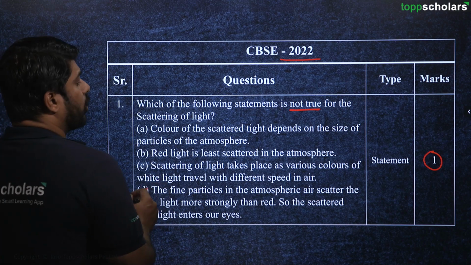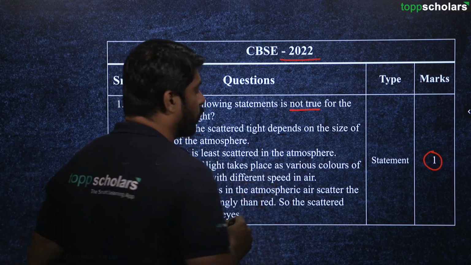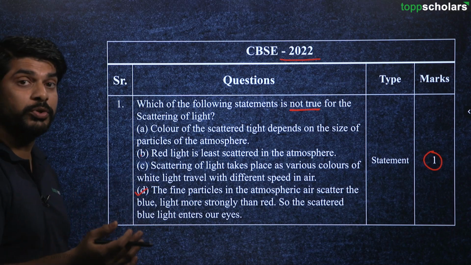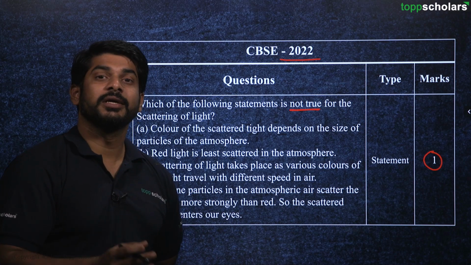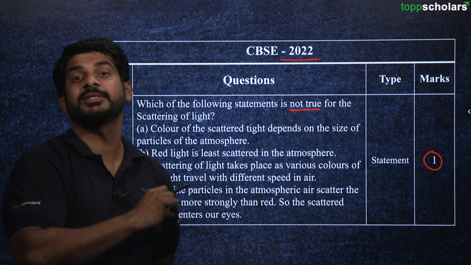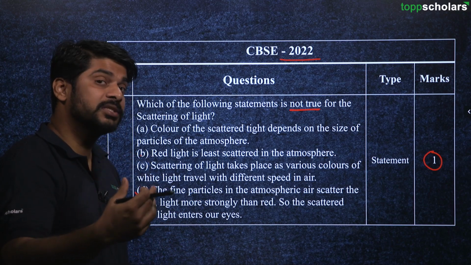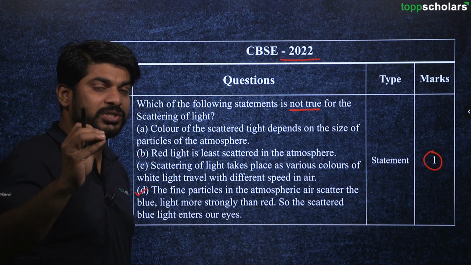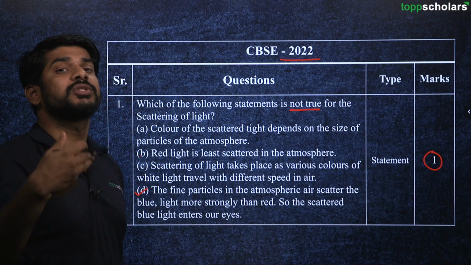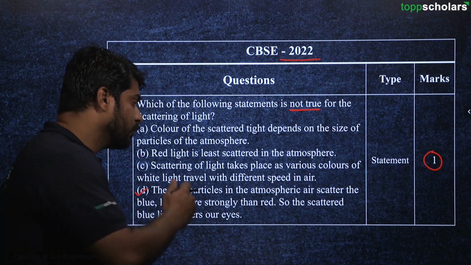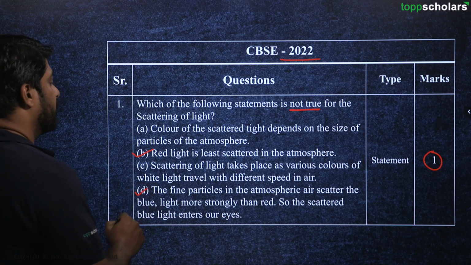Okay. Then if you look at this statement B, red light is least scattered in the atmosphere. And again, this is true because red light generally does not scatter much, and that is why it is used in traffic signals, then danger signals, isn't it? So that people can see that traffic signal or danger signal from a very long distance, because red light can travel very long distances in the atmosphere because it is not scattered as much as blue light. Okay, so this is again a true statement.